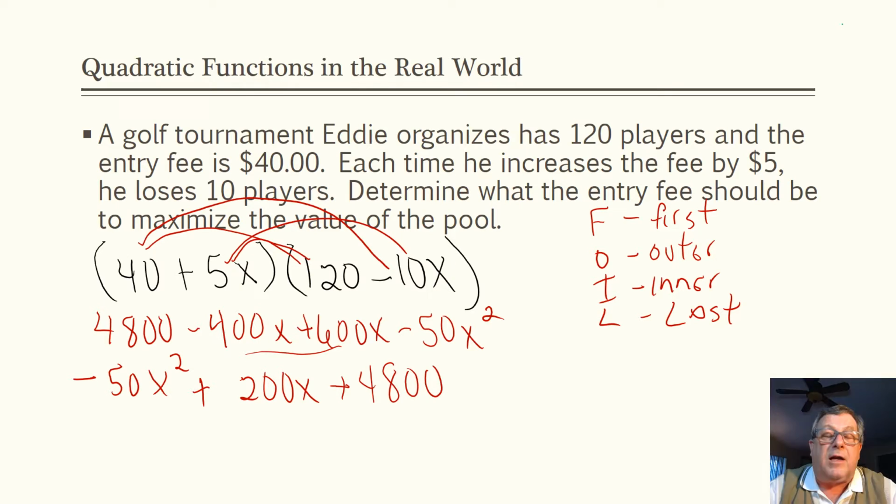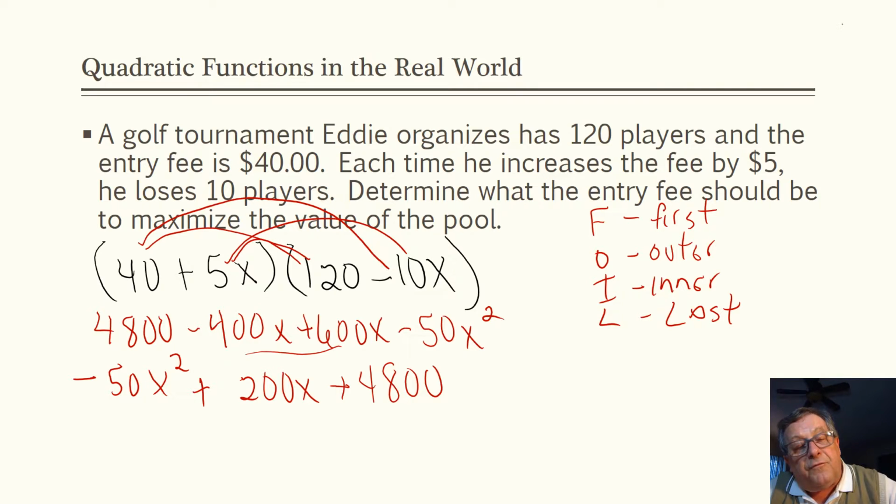Now, I've got a common factor of 50 into negative 50, 200, and 4,800. All of those are divisible by 50, and technically I could do it by negative 50. But I don't want to because I want this to be a maximum value. And if I've got a negative coefficient to my quadratic term, I'm going to have a maximum value on my parabola. And if I were to factor out negative 50, then I'd end up with a minimum, and that's not what I want to see.